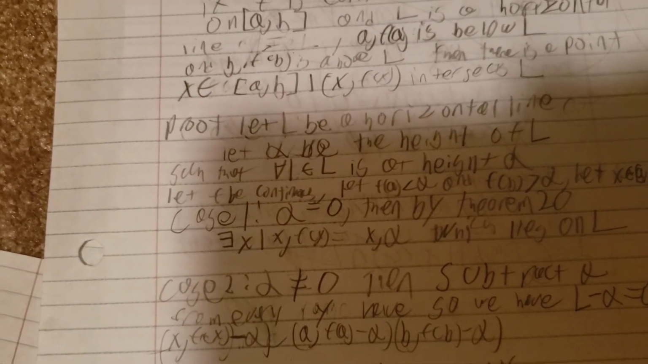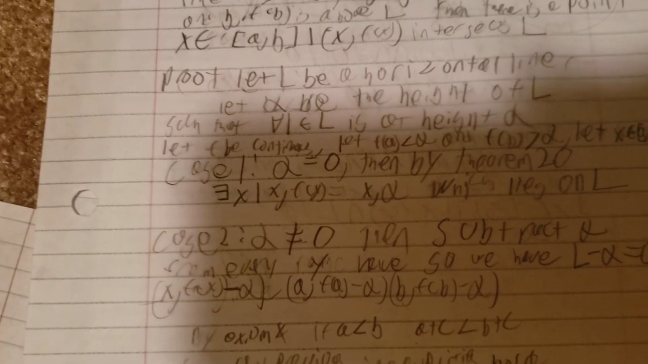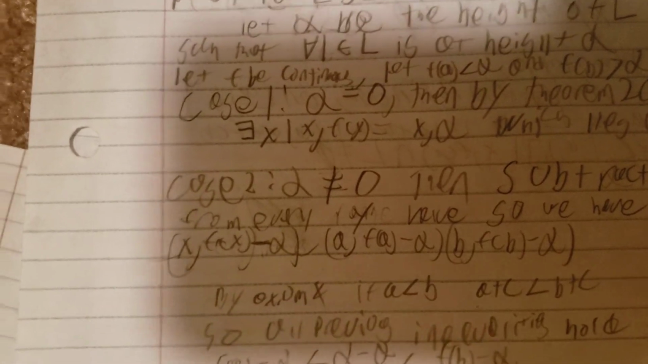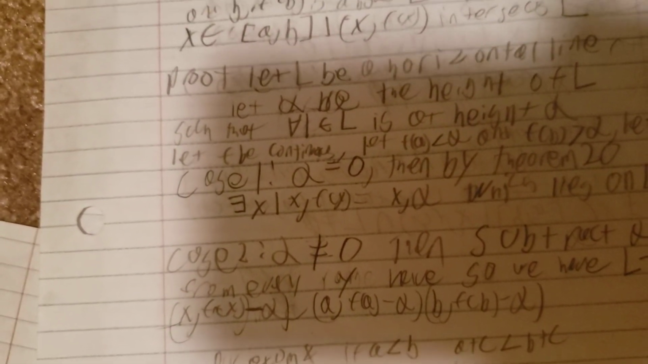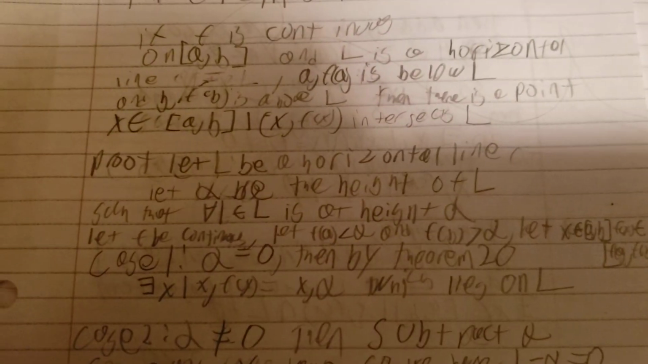If alpha equals 0, then the line L is at 0, and there is a point on the line 0 at which the closed interval [a, b] will intersect, because f(a) is less than 0 and f(b) is greater than 0 by how we defined our alpha and f(a) and f(b). And I meant f(a) is less than 0, f(b) is greater than 0, not a and b. So there exists (x, f(x)), which equals (x, alpha), which lies on L. And that is shown in this picture right here.